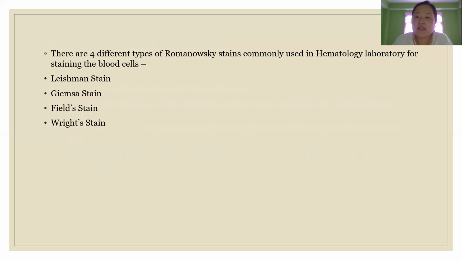Romanowsky stains can be of different types. The four most common types of Romanowsky stains are Leishman stain, Giemsa stain, Field stain, and Wright stain. In this particular video, we're going to discuss Leishman stain: the principle, the requirements, the procedure, and the interpretation we can make when we do Leishman stain. Okay, so this is just a theoretical briefing of Leishman stain. We're going to do the same thing in the video also.